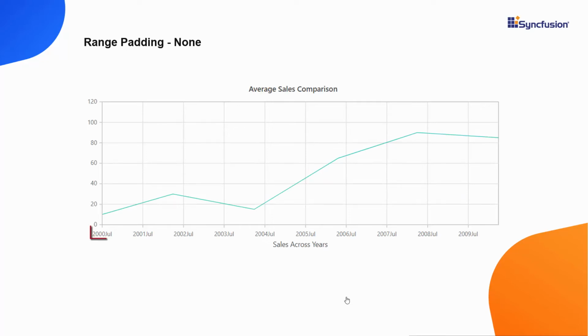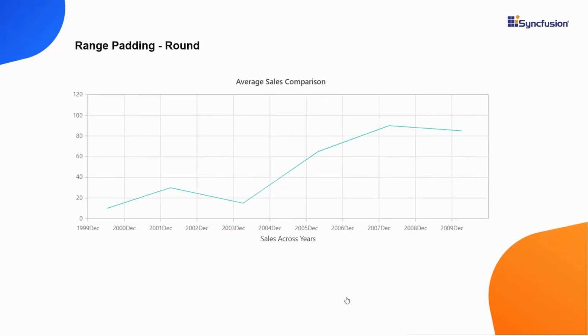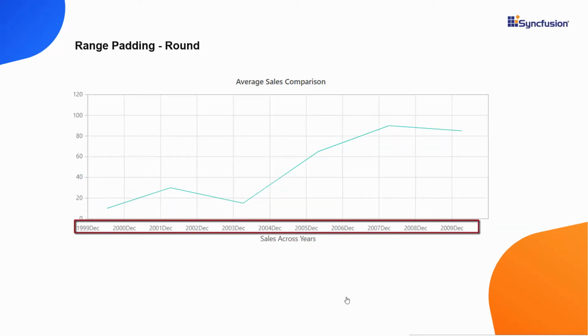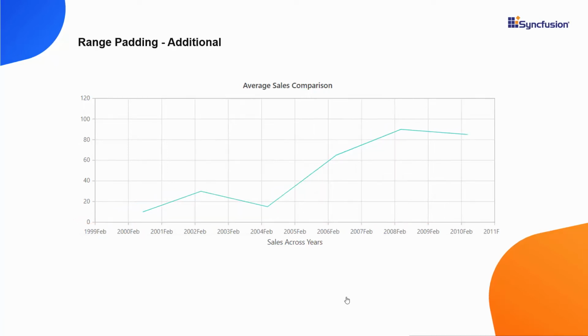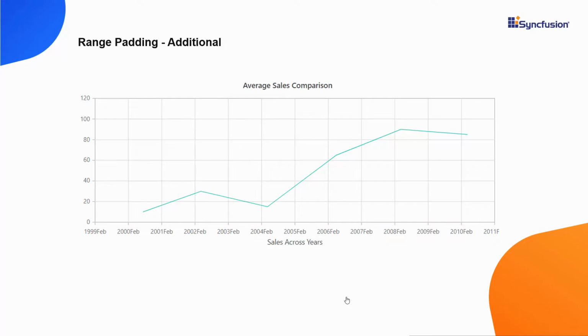option, none, the minimum and maximum of the axis range is based on the data. In the second option, round, the minimum and maximum extremes of the range are rounded to the nearest possible value divisible by the interval. The last option is additional, in which the interval of the axis will be padded to the minimum and maximum extremes of the axis.